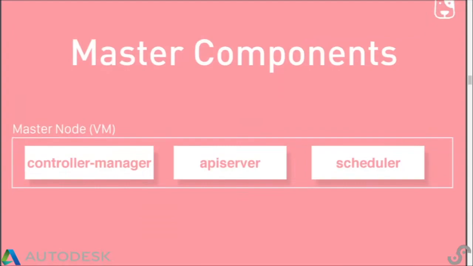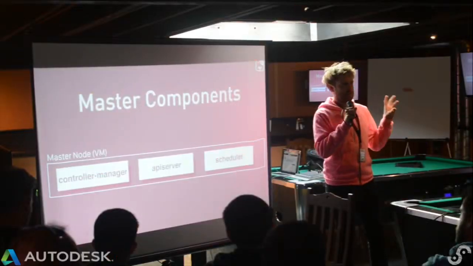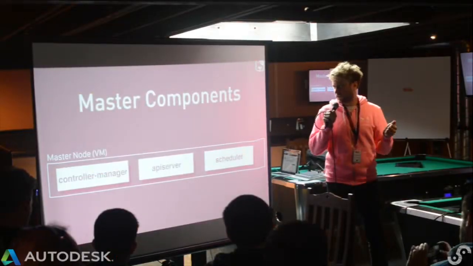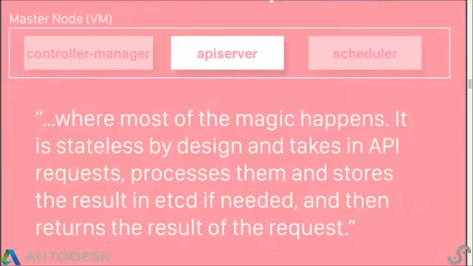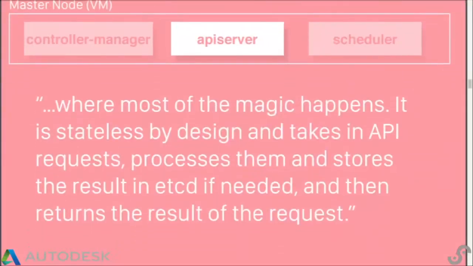Master components. There are three main components to the master: the controller manager, the API server, and the scheduler. The API server is the real big boss. That's where most of the magic happens. It's totally stateless. It's just a REST API that everything else talks to.